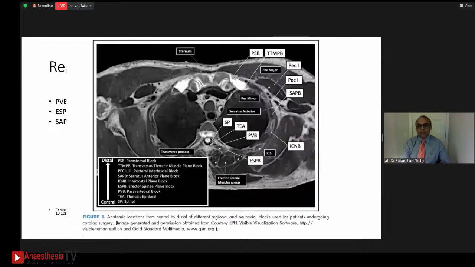And this is a CT of the chest where you see this is the area where we usually place catheters in our institution, the paravertebral and the erector spinae catheters. It was interesting to see the previous speaker talk about interpleural catheters. And yeah, in our institution, we use the paravertebral and the erector spinae.